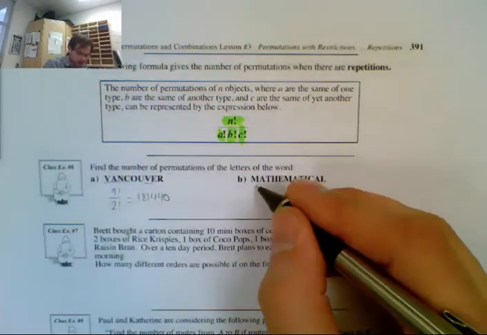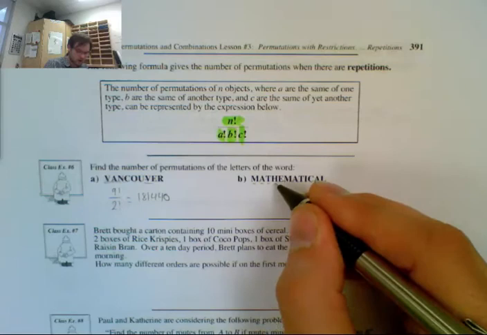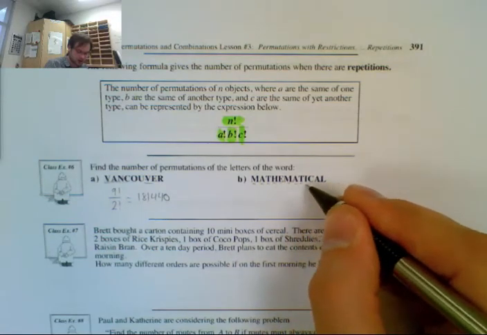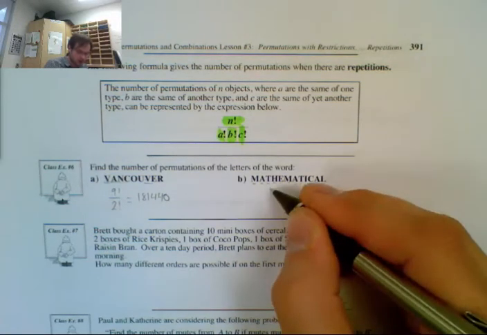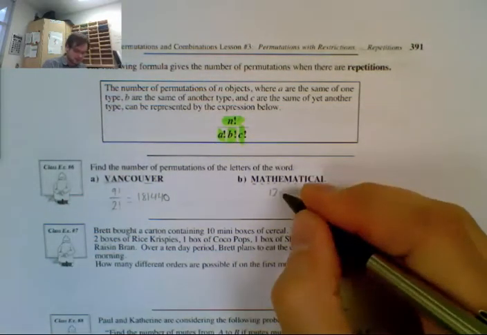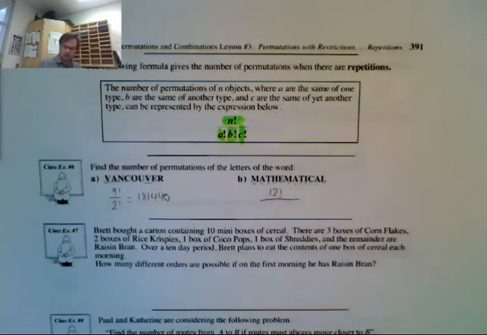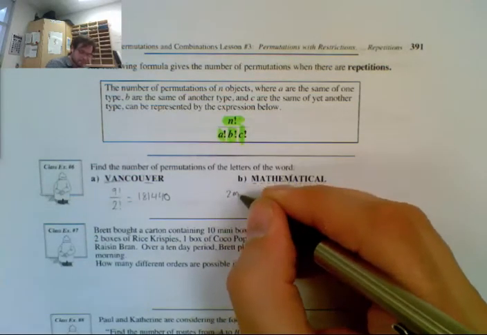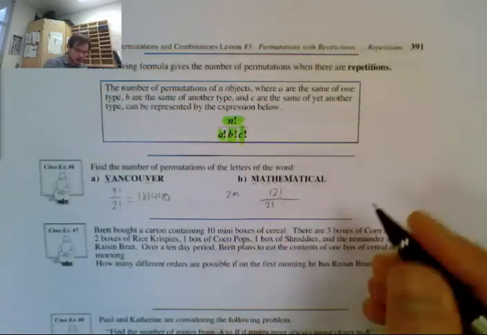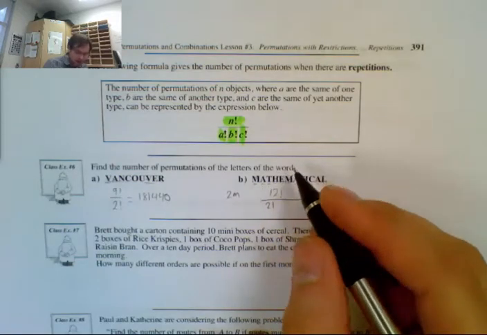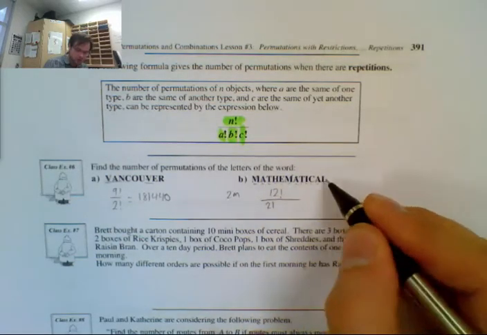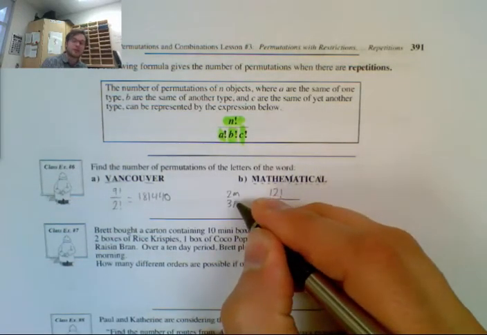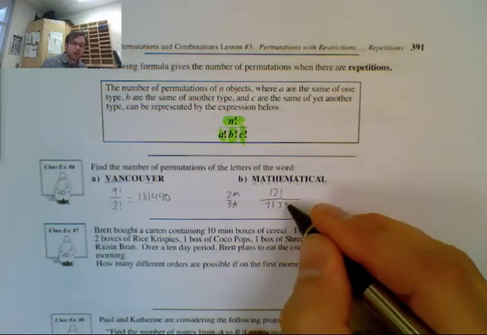So I look at mathematical. We have 1, 2, 3, 4, 5, 6, 7, 8, 9, 10, 11, 12. I have 12 different letters. Now what's repeated? I have 2 m's. So that's 2 factorial. I have 3 a's. 1, 2, 3. 3 a's. So that's going to give me 3 factorial.